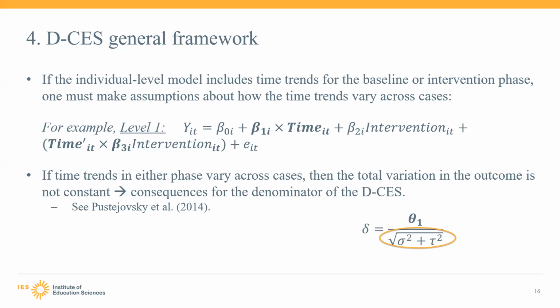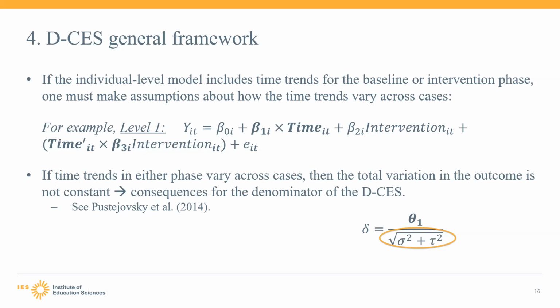Now, in defining effect sizes under more general models, using these more flexible models introduces additional complexities into the definition of the design comparable effect size. Recall that the design comparable effect size parameter has two components: a numerator that represents the unstandardized intervention effect across cases, and a denominator representing the square root of the total variance in the outcome, so including both within and between individual variation. However, in models that include time trends during the intervention condition, the unstandardized intervention effect is not constant anymore across time points.